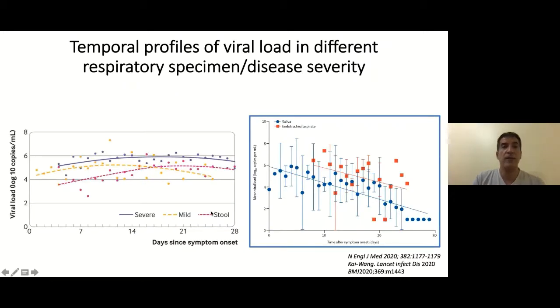Also, the viral load differs according to the sample and to the disease severity. Patients with severe disease tend to shed the virus in their airways for a longer period of time. On the right side here, you can see the endotracheal aspirate, which is a sample from the lower respiratory tract. It tends to remain positive for a longer period of time than saliva or the nasopharyngeal swab. So you need to know your timing of the test.